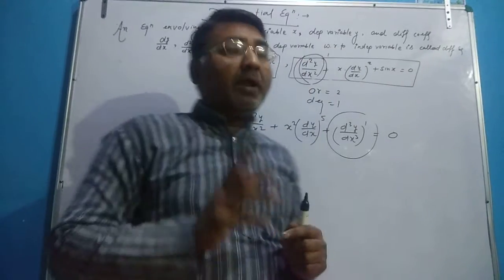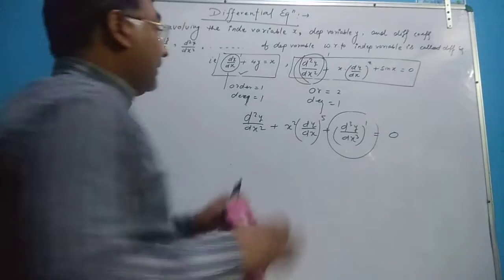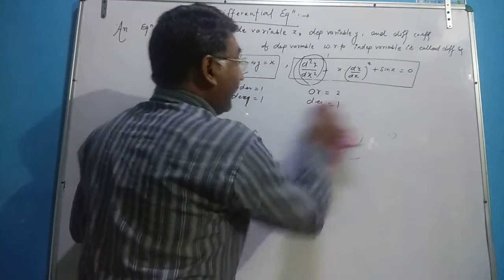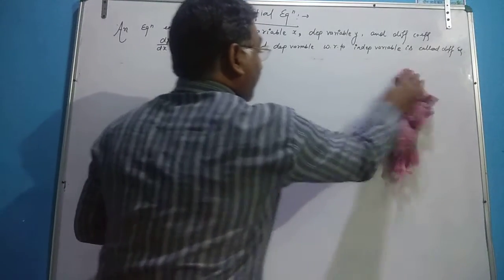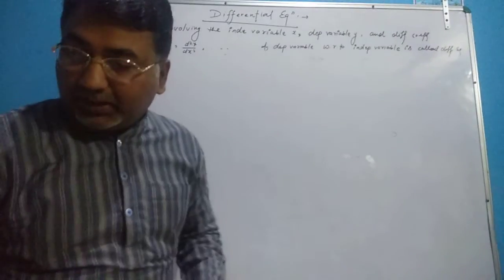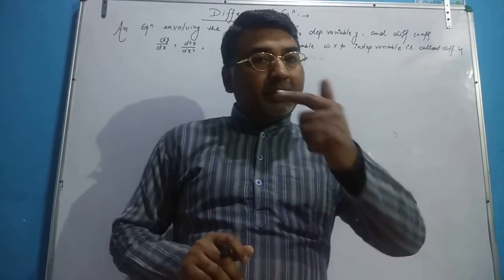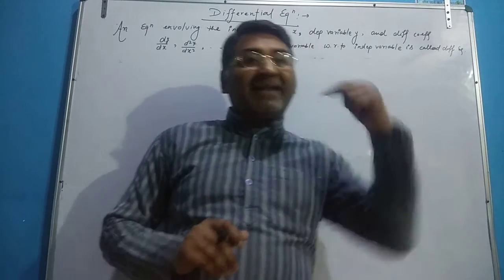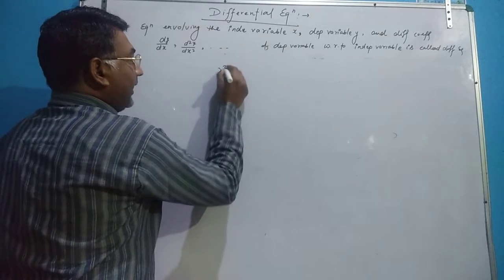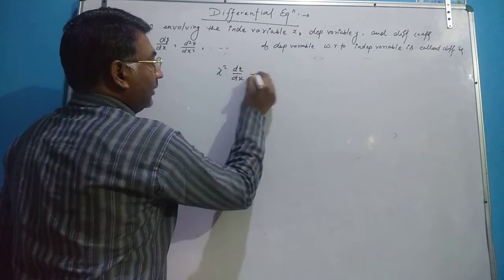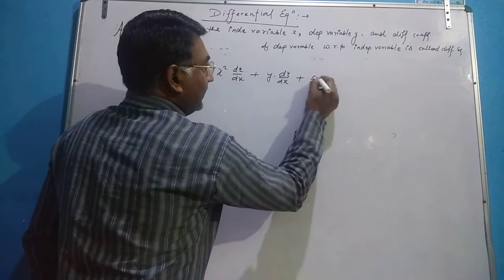Linear means degree 1. If the dependent variable and the derivative of the dependent variable are of degree 1, it is known as linear. Non-linear is when there is a multiple of the dependent variable and the derivative of the dependent variable with respect to x involved in the equation. For example, x square dy by dx plus y into dy by dx plus sin x equals 0.